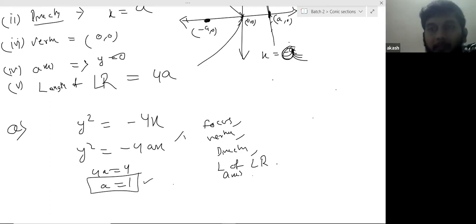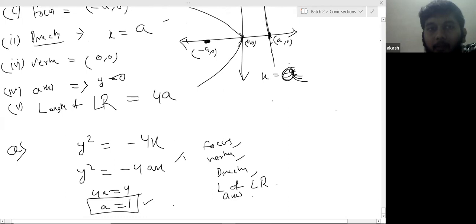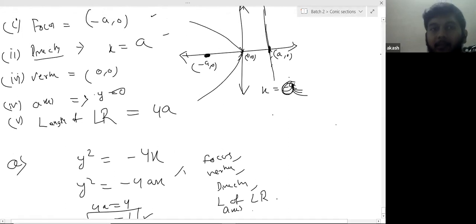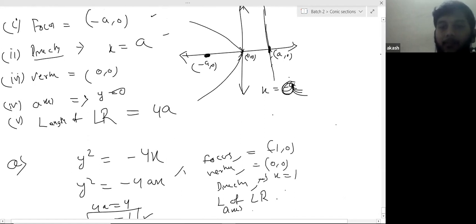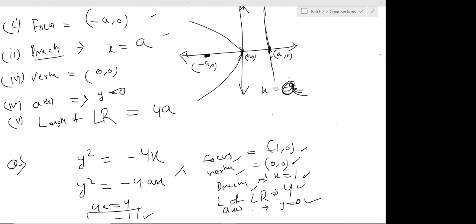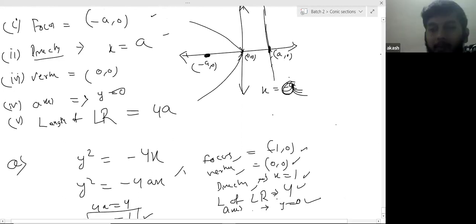So you can see from here, focus, directrix, vertex, everything. Focus will be minus 1 comma 0. Vertex is at 0 comma 0. Directrix will be x equals to 1. Length of LR will be 4 and axis is y equals to 0. Clear? Yes, sir. All right. Easy?